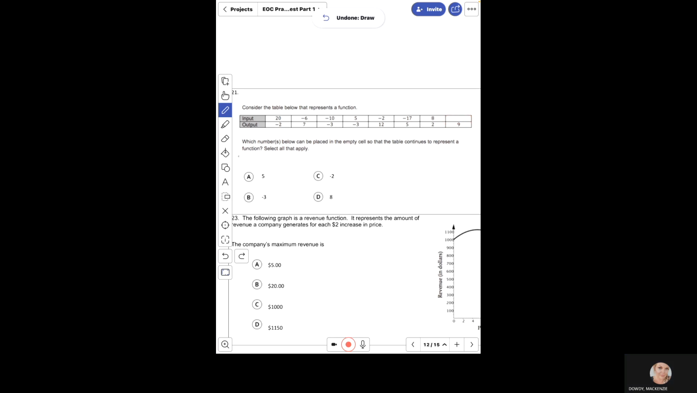So 5, we already have 5 right here. 5 won't be your answer. -2, we have -2 right here. Not your answer. -3, we don't have -3 in the input. We have it in the output, which is okay, but we don't have it in the input. So that is a good one. It says select all that apply, so we want to keep going through and making sure. Next one is 8. We do have an 8 there, so that's not going to be an answer. So the only one is -3.